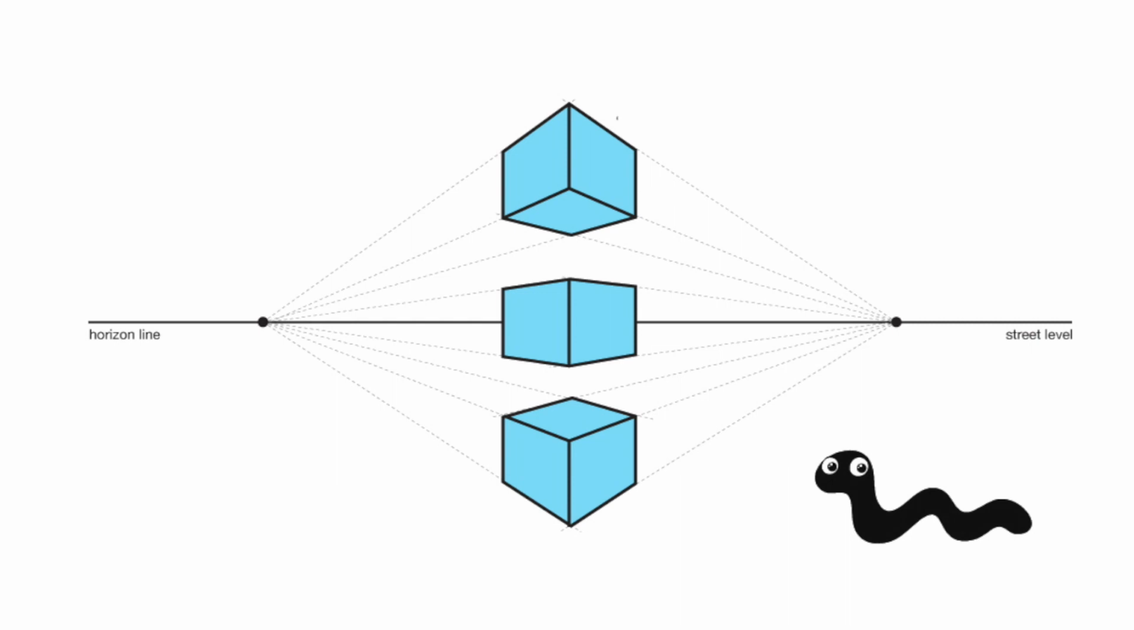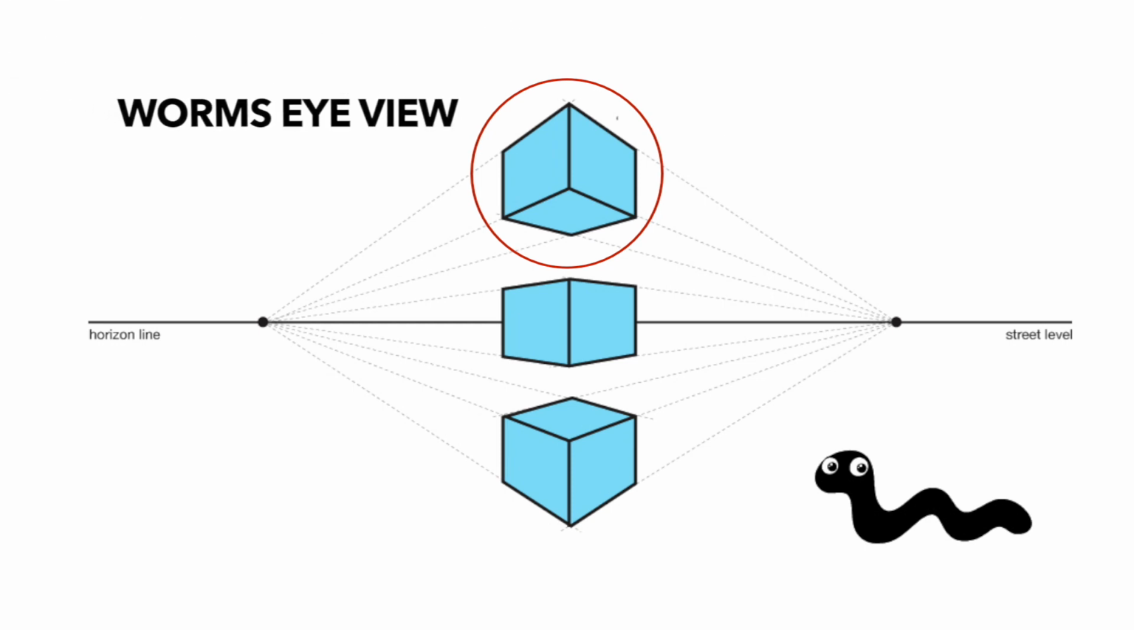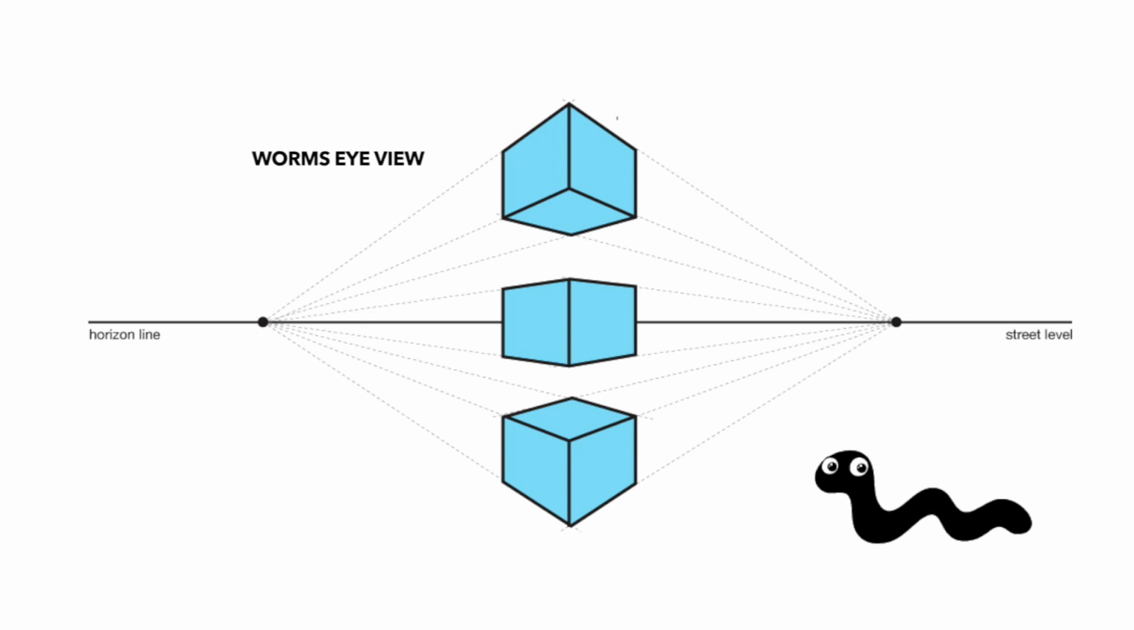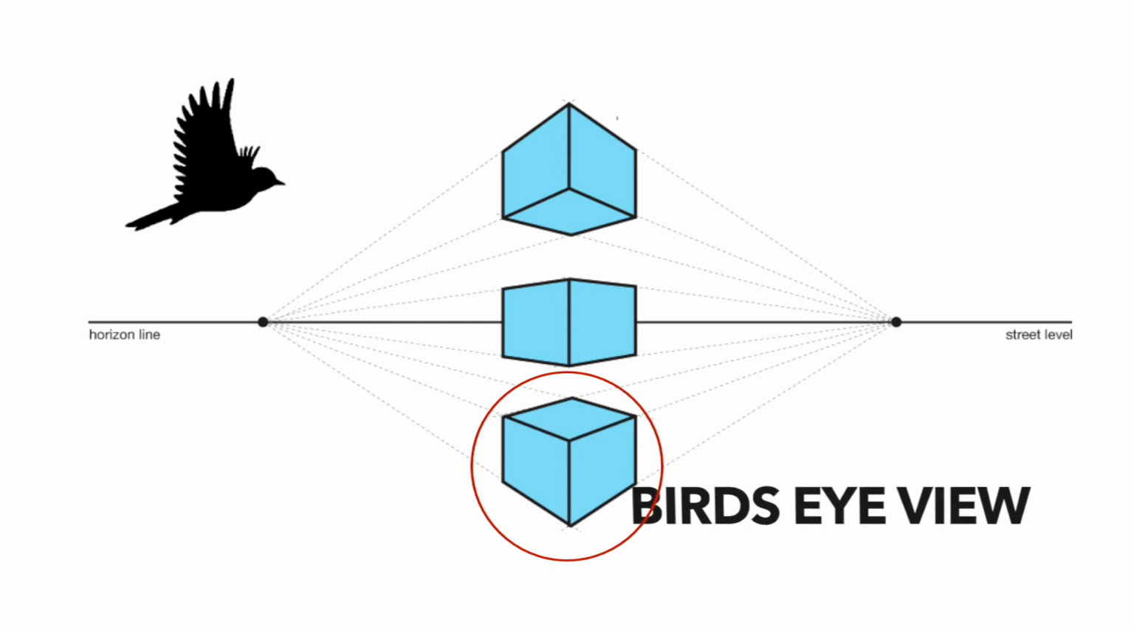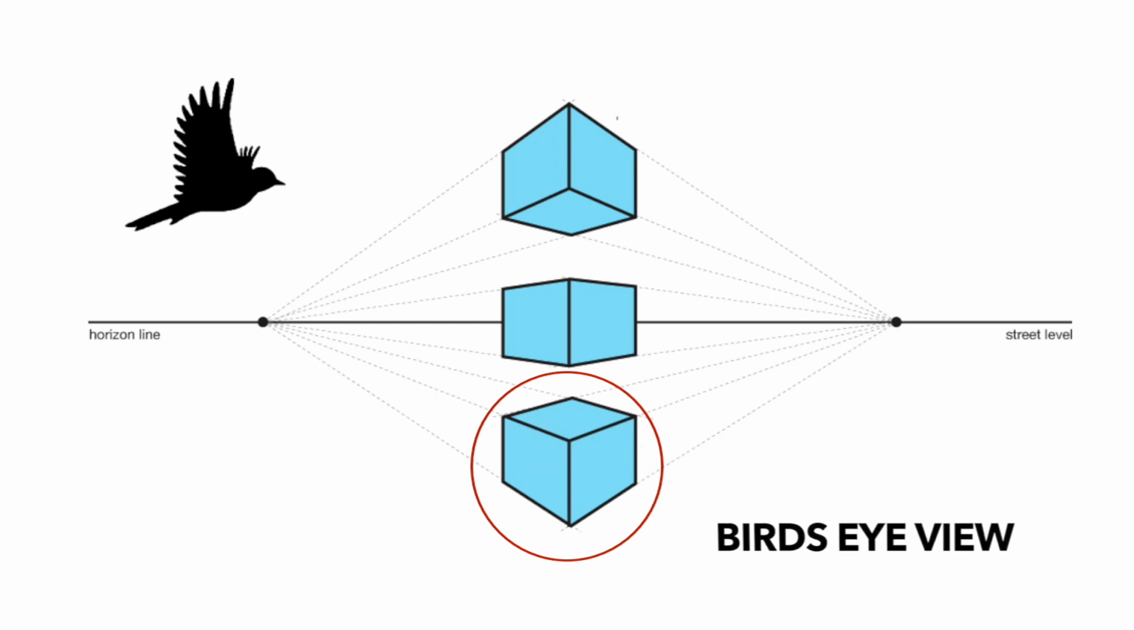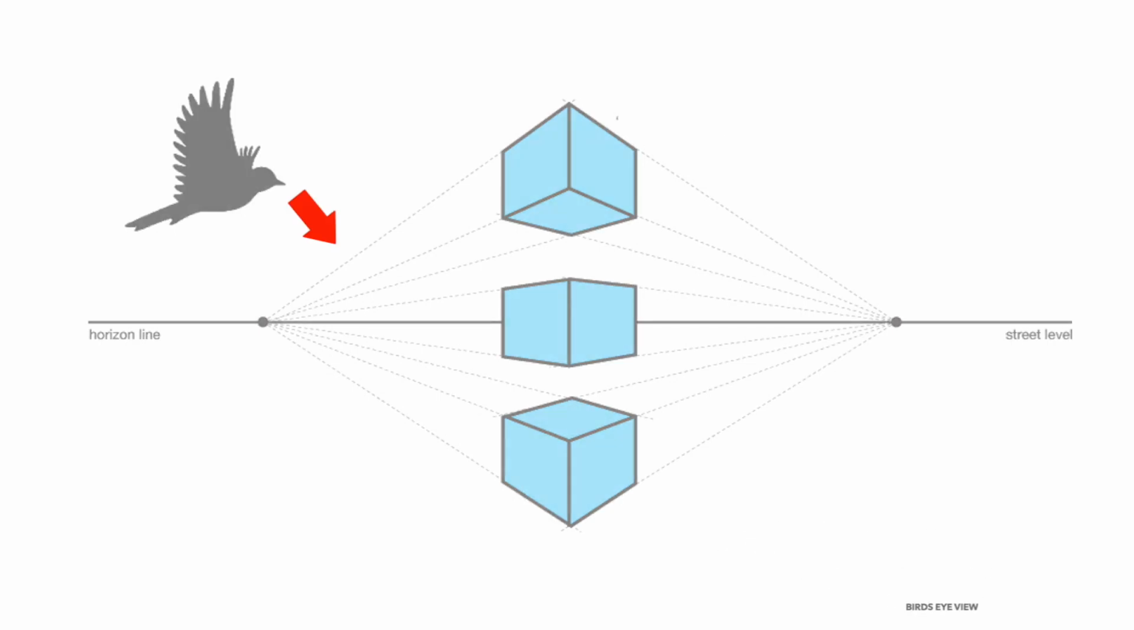One note, when you're drawing objects above the horizon line, that's called worm's eye view. That means it'll appear as though you're a small worm and you're really tiny and you're looking up at the object. On the other hand, if your object is below the horizon line, that's called bird's eye view. That means you're up high, similar to a bird flying in the sky, looking down upon the object.